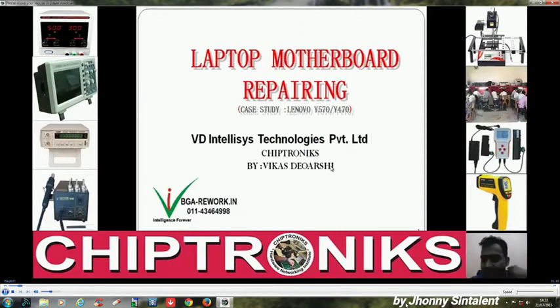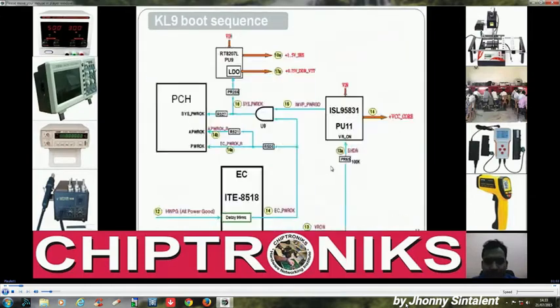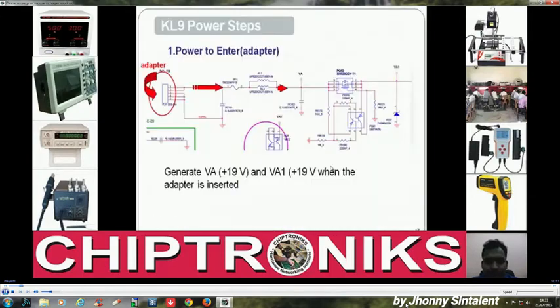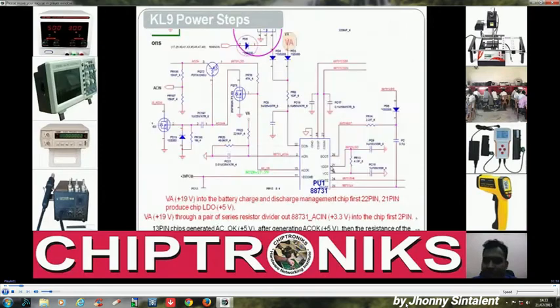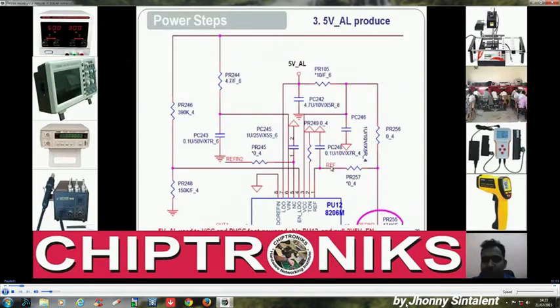In today's class we are going to cover the 3.3/5 volt regulators. Okay, so we've already covered these things, I'll just move smoothly to the slides. We have already covered these things in the previous class. V-in, the generation of V-in we have already discussed. Now this is today's class. We are going to discuss the 3.3/5 volt regulator IC.